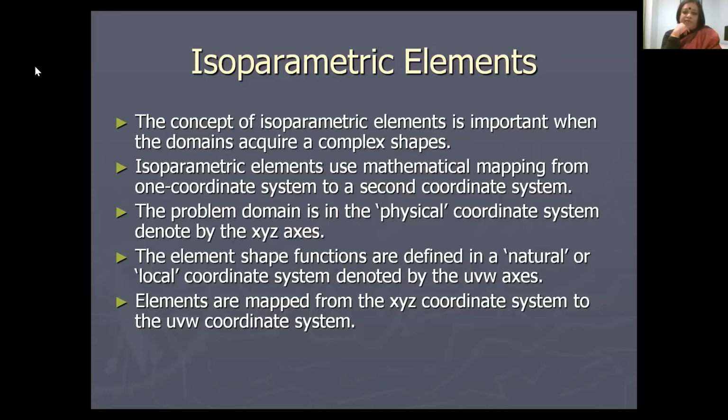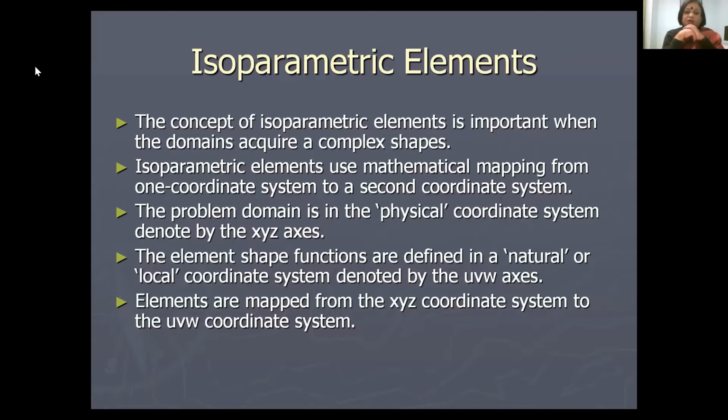So when we have isoparametric elements, we are still talking about the similar kind of finite elements that we have been talking about, but they are special in the sense that they use mathematical mapping from one coordinate system to a second coordinate system. What do I mean by that? I will discuss. The first sentence says the concept of isoparametric elements is important when the domain acquires a complex shape. Why that is important, I'll come to later. Firstly, let us figure out what I mean by isoparametric elements.